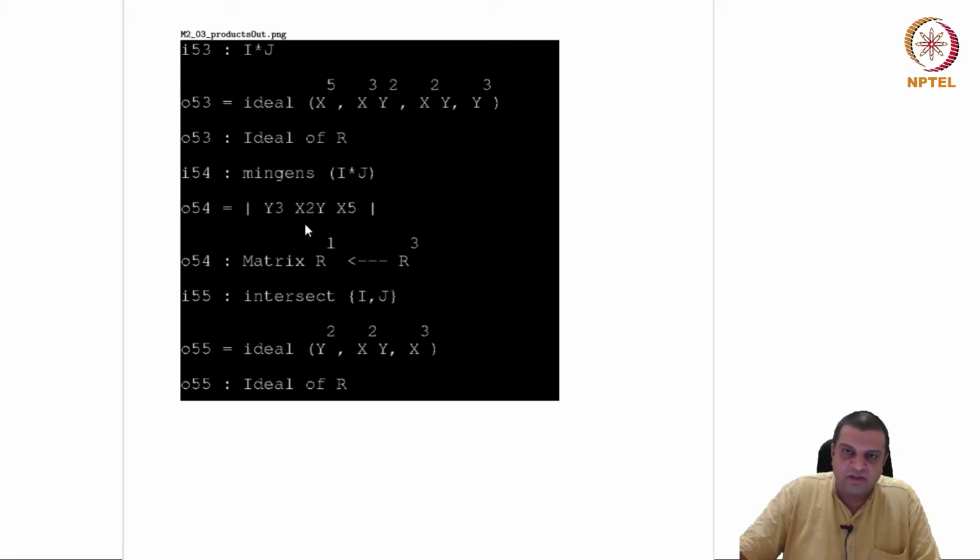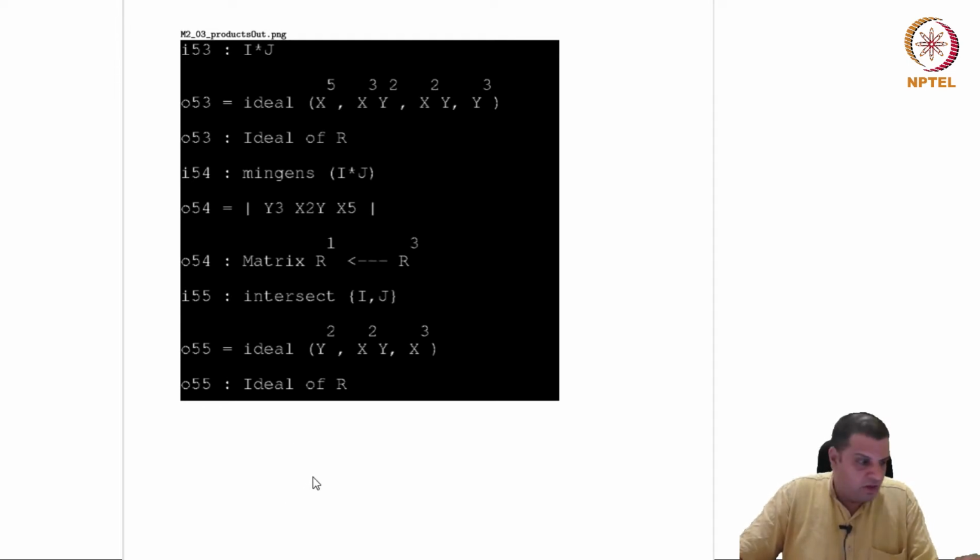It outputs a matrix. Again, we don't need to worry about these issues now. So y cubed is necessary, x squared y is necessary, x to the 5 is necessary, but as you observed, the other one is unnecessary. So it removes that. Then we ask it to take the intersection of these two ideals, I and J.